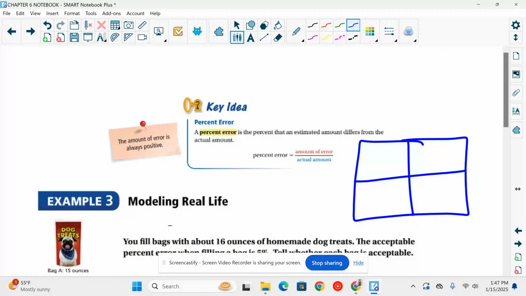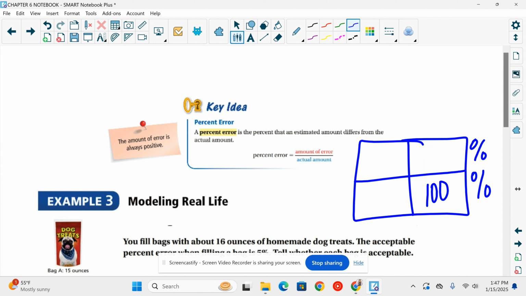Alright, so we're talking about percent error, which means we need a percent box, because anytime we talk about percent, we make a percent box. It's still very similar to our percent of change box, but because we're talking about error, error means it's messed up, right? Like there's a fault in it, we didn't get it right, we were so far off.